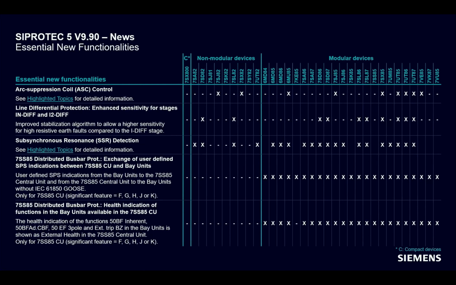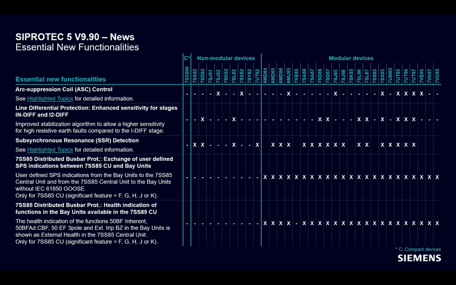Line differential protection, enhanced sensitivity for stages IN diff and I2 diff. Available for 7SD82, 7SL82, 7SD86, 7SD87, 7SL86, 7SL87, 7SX85, 7UT85, 86 and 87. Improved stabilization algorithm to allow a higher sensitivity for high resistive earth faults compared to the stage I diff.